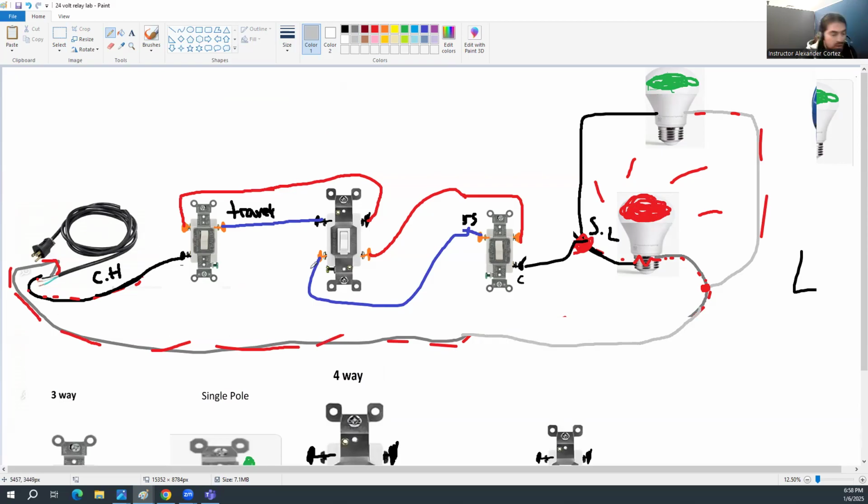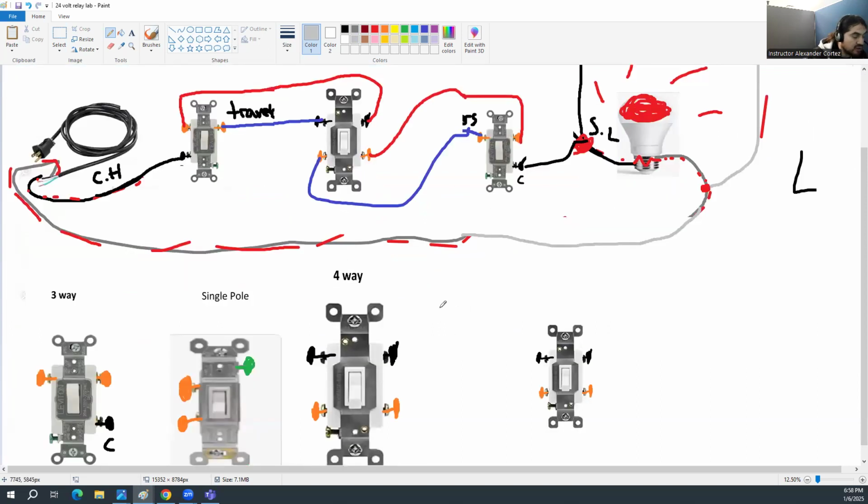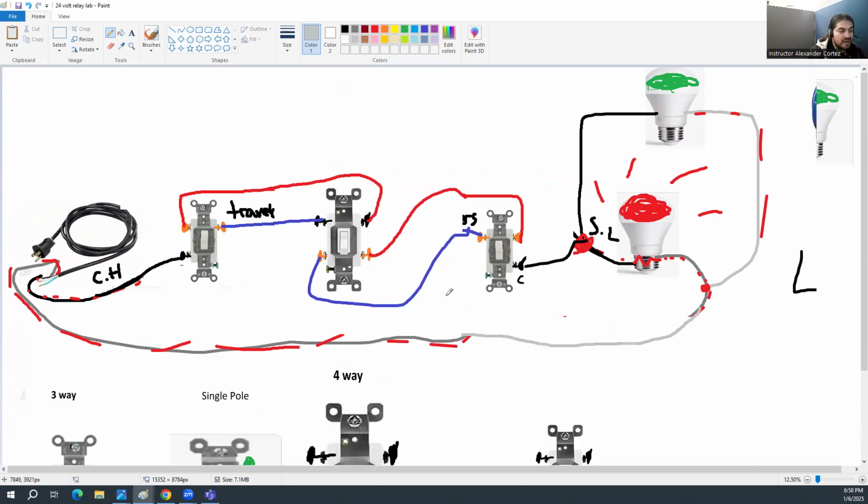Okay, so it's a short introduction that I wanted to do for three ways, single poles and four ways, right? Again, switching is absolutely essential for you as an ET, whether it be residential, commercial, industrial. Switching is the basis of everything that we do. We control electricity, we control power, right? So we have to learn how to wire these devices and how we can use them in multiple ways, right?